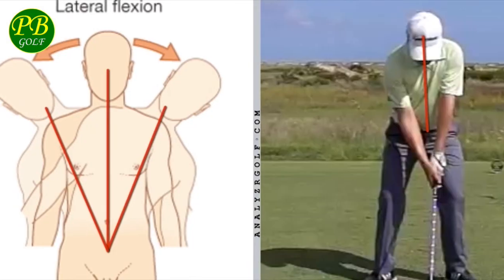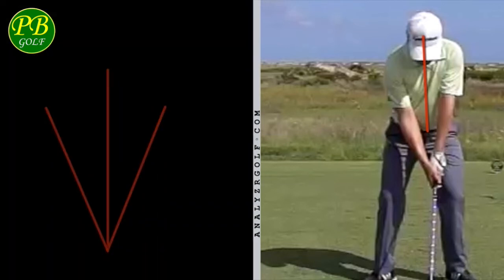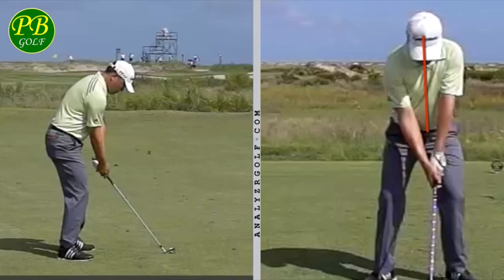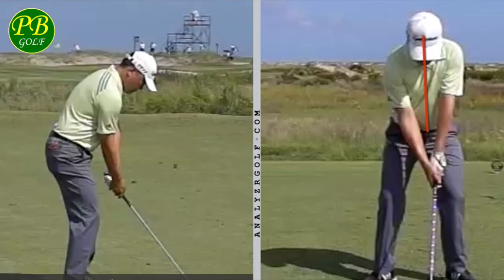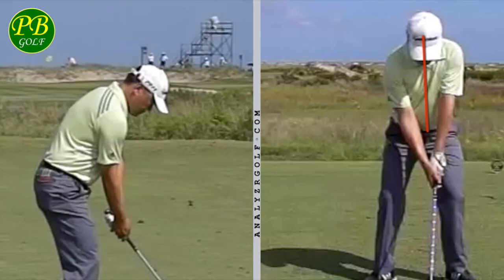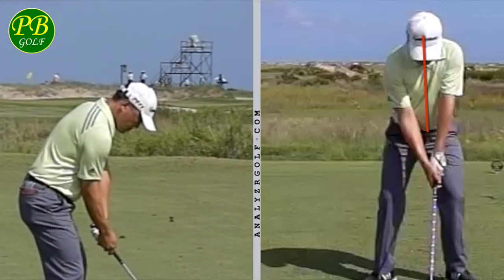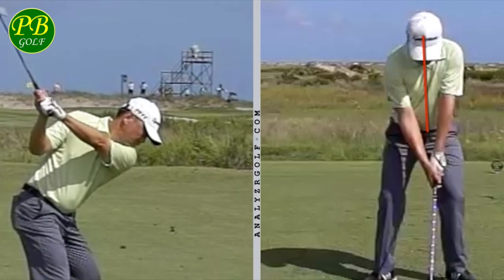So here we have Charlie Wi in his address position on the right hand side of the screen, and I've drawn that same line from the middle of the belt going up to the middle of the shoulders, and you can see that he is ever so slightly tilted to the right. But when he makes his backswing, and we get to the top of the backswing, you'll see that he is in a very different position, and he is now in fact tilted to the left. So at the top of the backswing, if we draw that same line, middle of the belt line, middle of the shoulders, you can see it's now tilted to the left. So that is what we refer to when we talk about a tilt in the golf swing.